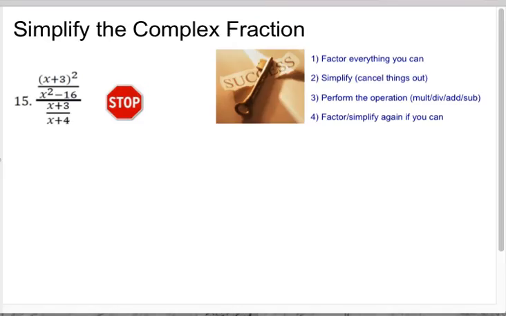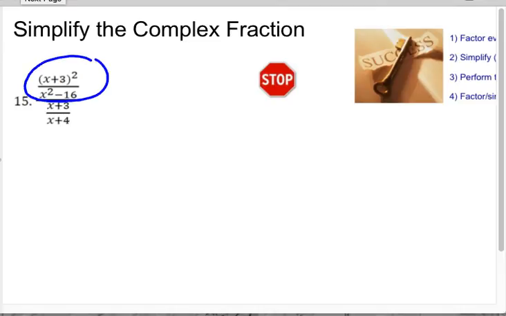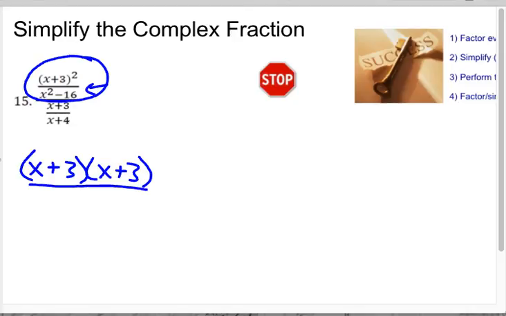We have another one here. It's a complex fraction. Okay, so I'm going to rewrite this. My numerator, x plus 3 squared, is actually x plus 3 times x plus 3. And x squared minus 16, you should know now that's a difference of perfect squares. So x and x for the x squared. 16 is 4 times 4, so I need a negative 4 and a positive 4. So when I multiply them, I do get the negative 16.